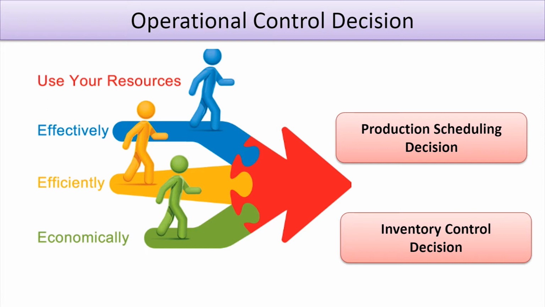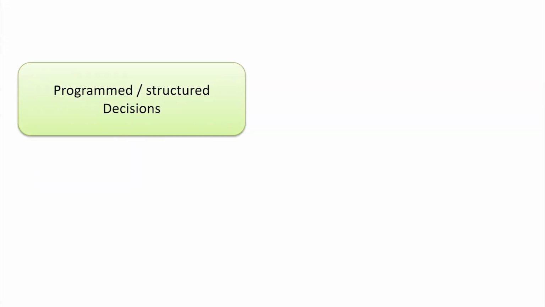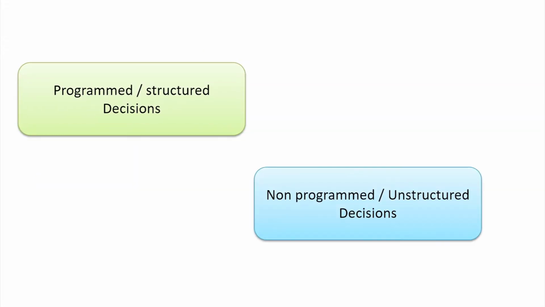Decisions are also taken on the basis of levels of programmability. On this basis, proposed are two types of decisions: programmed or structured decisions, non programmed or unstructured decisions. We have learned about them before, however, let's discuss them again. Let's first discuss programmed or structured decisions.